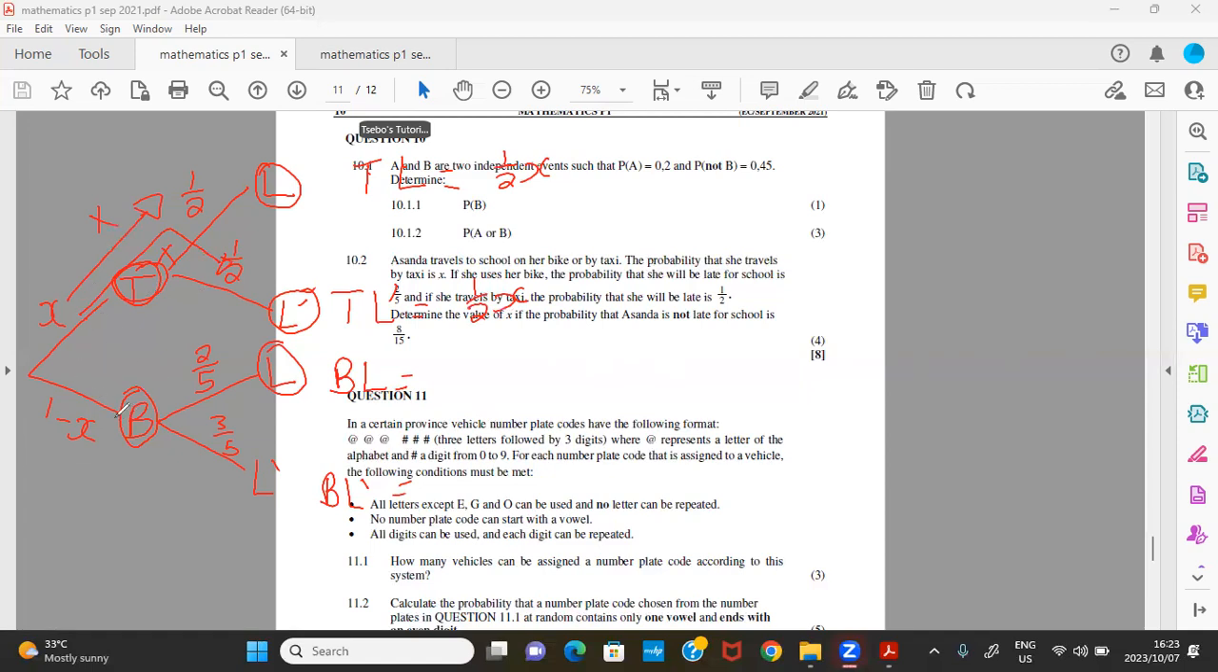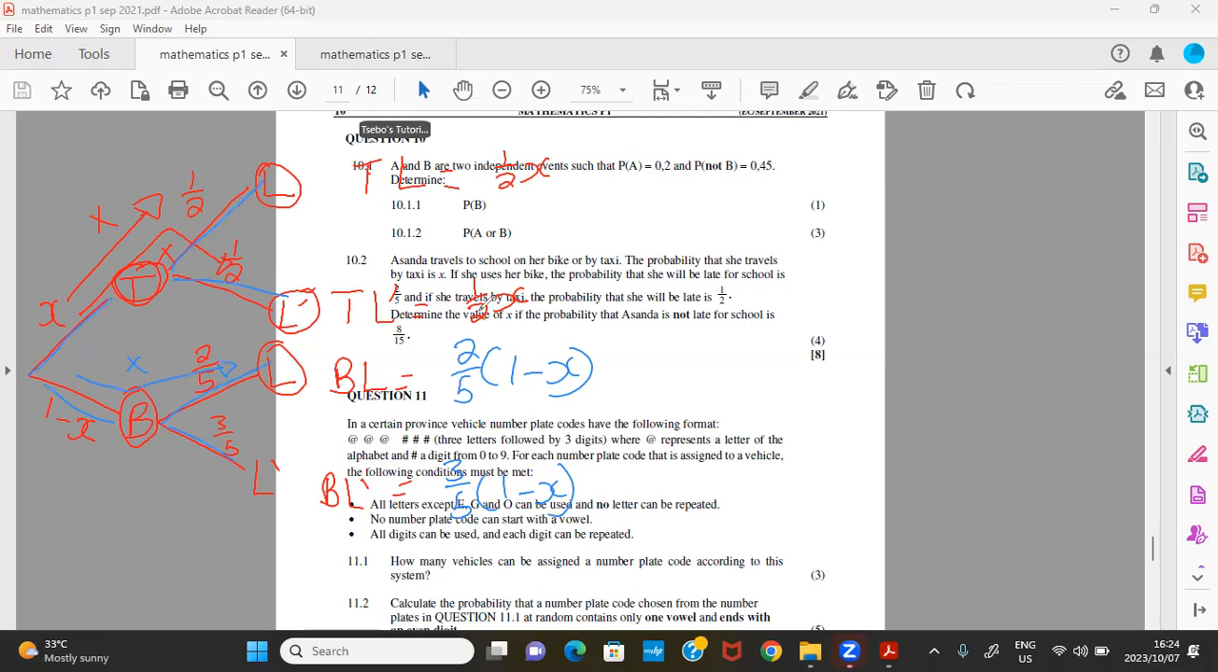Then the probability now that she uses a bike and she is late, that's going to be what now? 2 over 5. Look, it's going to be 2 over 5 multiplied by 1 minus x. Do we see that, right? So since it's a tree diagram, these lines here that we draw, we say they are branches. So we just multiply along the branches, basically. That's what we are doing. Then the last one will be the probability that she's using a bike and she's not late. That's going to be 3 over 5 multiplied by 1 minus x.